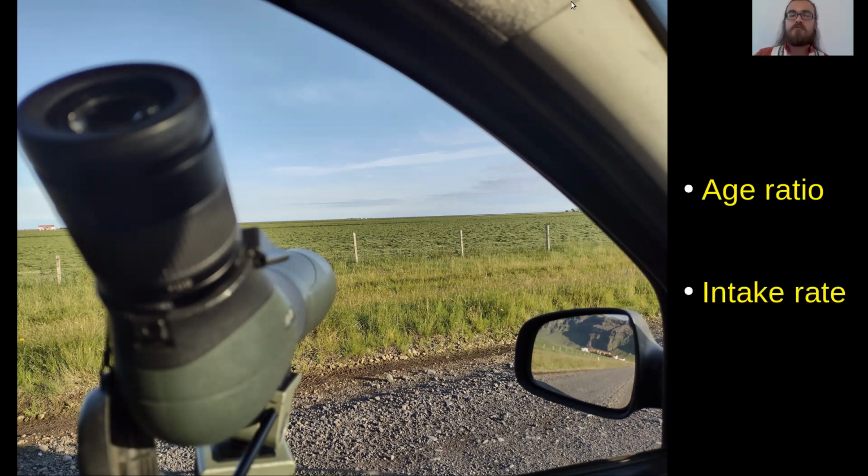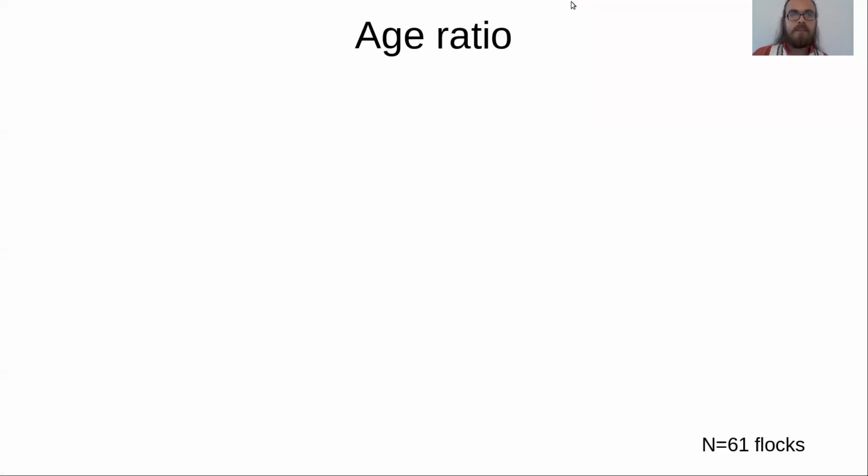Then I would follow particular individuals to observe them foraging. I use that information to calculate an intake rate in terms of biomass over time. And also when I was looking at these individuals, I not only recorded their age, but also the age of their nearest neighbor. So whichever bird they were foraging next to, I recorded that as well.